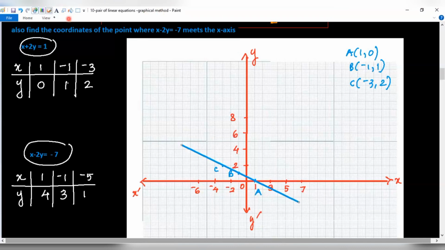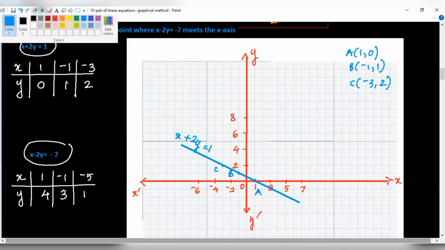Okay, after drawing the line, we have to mention the equation. See, this is x plus 2y equals 1. Like that, we have to write down the equation near the line drawn. Next, we have to plot this line, right? We have to plot the next one.